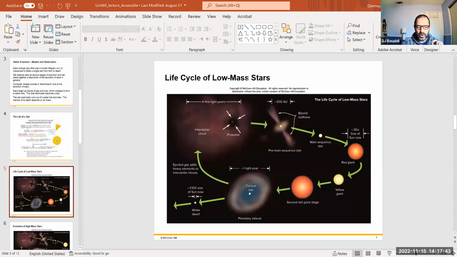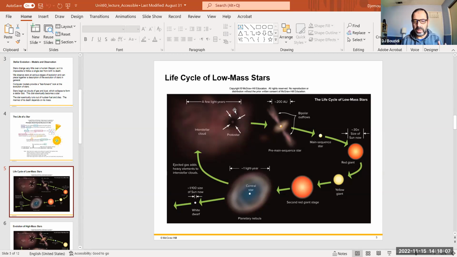So for a low mass star, you have a few light years of interstellar cloud that start to come together due to the force of gravity. Again, this model, we used it to explain the solar system, and it works beautifully for the solar system. And actually, it works also for other stellar systems out there. So that's basically what we believe is correct in this case.